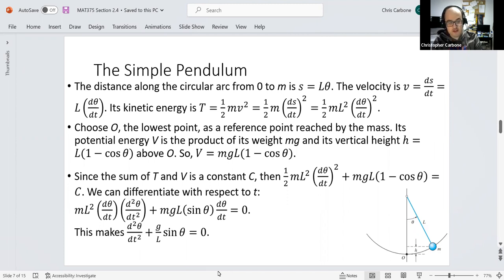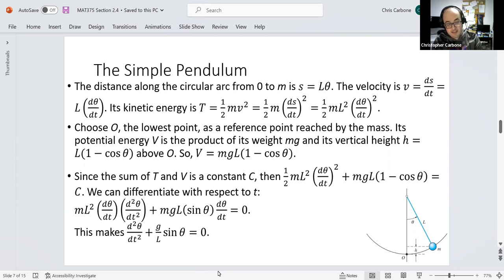So if we choose the point O, being the lowest point, as the reference point reached by this mass, its potential energy V is the product of its weight, m times g, and the vertical height, h, being L times 1 minus the cosine of theta, above the point O. So V would be equal to m times g times L times 1 minus the cosine of theta.